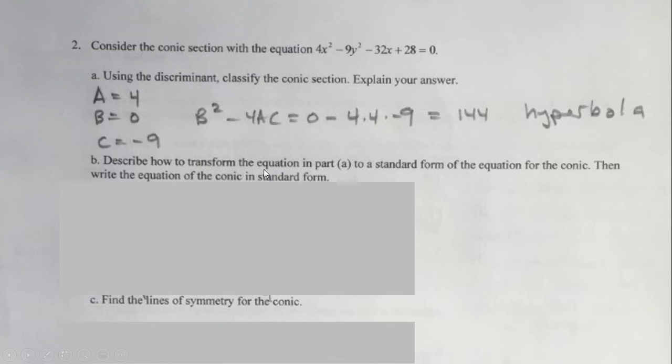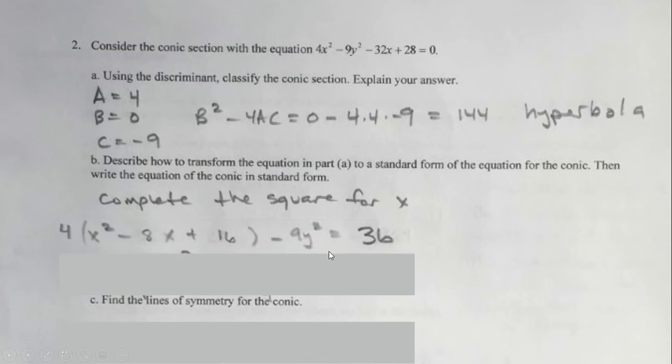Now, describe how to transform the equation in part A to standard form of the equation for the conic, then write the equation of the conic in standard form. Well, how do we do that? By completing the square for x. We don't have to do it for y because there is no y squared, because there is no y value there. So we can rewrite the equation like this.